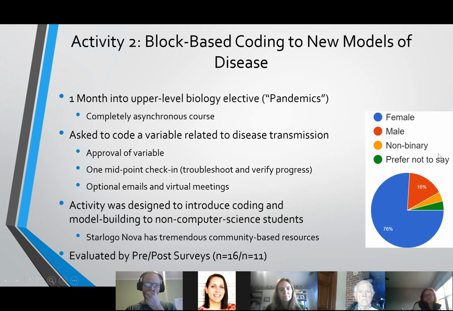Okay. The next one was much more complex and much more involved. This is the block-based coding project, and they're going to create new models of disease transmission. For background, it's the same exact students. It was one month into this course, so they'd already seen the general models that I talked to you about before. It was still asynchronous, except that I did have a midpoint check-in with them, and some students met up with me virtually quite often or had email correspondence with me. But in the beginning, I just approved the variable that they were going to analyze. Aside from that, they were on their own.